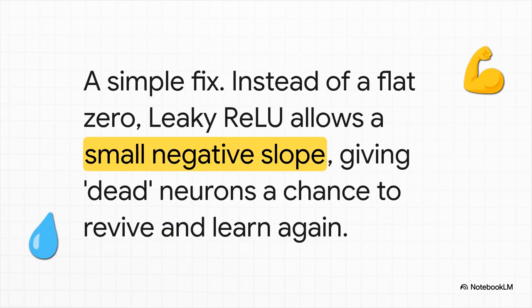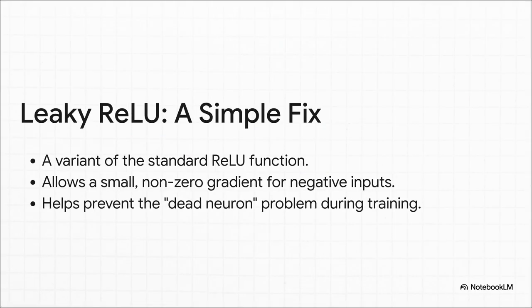And the fix was, you guessed it, another brilliantly simple idea. Meet Leaky ReLU. The name tells you everything you need to know. Instead of clamping all negative values to a hard 0, it allows for a tiny leak, a very small negative slope. This gives those dead neurons a lifeline, a chance to spring back to life. That tiny little leak means that even for negative inputs, there's always a small, non-zero gradient. And that's enough to prevent a neuron from dying off completely. It gives it a chance to recover during training and start contributing again. It's a really small tweak, but it adds a whole lot of robustness to the network.